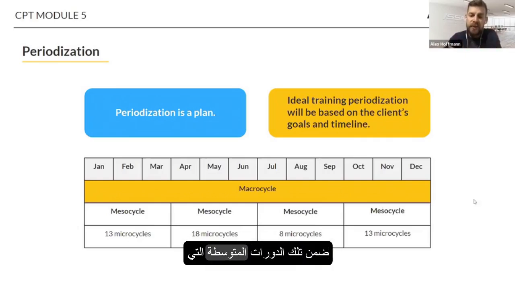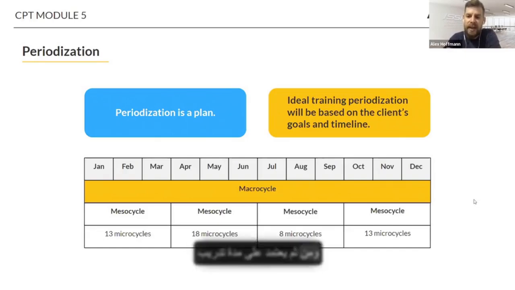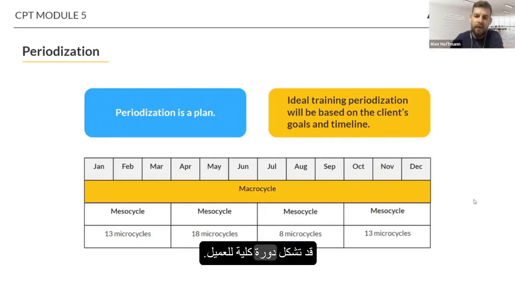Within those mesocycles that are the shorter training goals, we have microcycles. Microcycles are simply referring to a 1-week training period that we have with the client. So typically 4 to 8 microcycles make up one mesocycle for us. And then depending on how long the client is training with us, anywhere between 2 to 6 mesocycles may make up a macrocycle for a client.